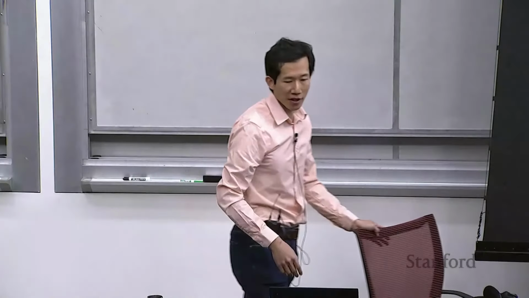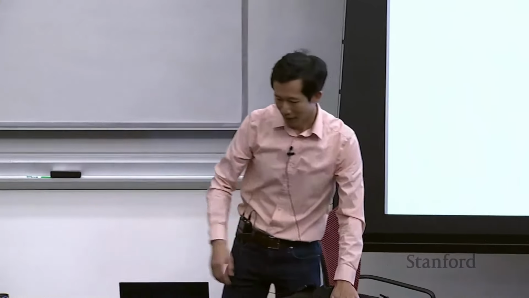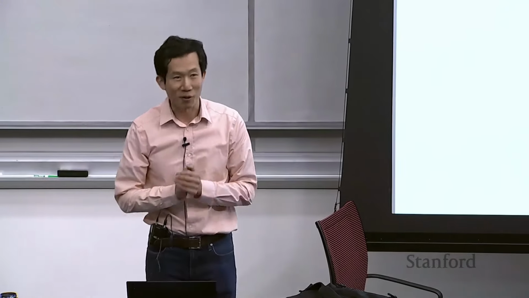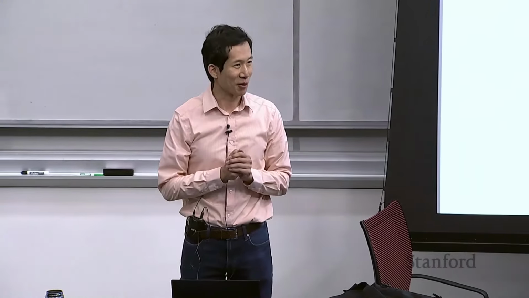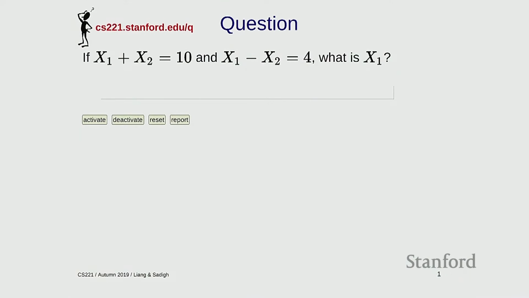So today's lecture is going to be on logic. To motivate things, I want to start with a hopefully easy question. If x1 plus x2 is 10, and x1 minus x2 is 4, what is x1? Someone shout out the answer once you figure it out. 7. So how did you get 7?